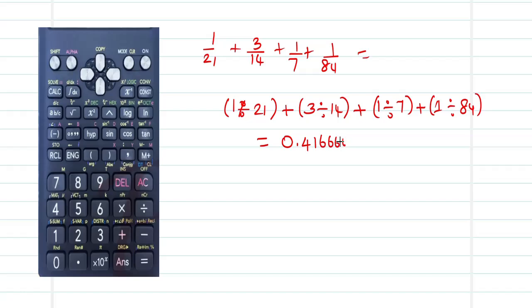Now when we press the equal to sign, we will have 0.416666. So this is the value of this expression in decimal format. But what we are interested in is the fractional mode.